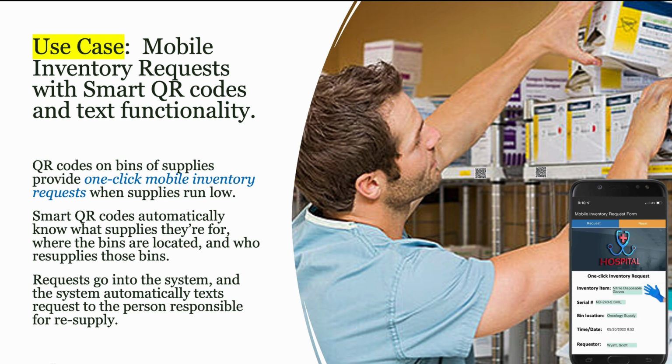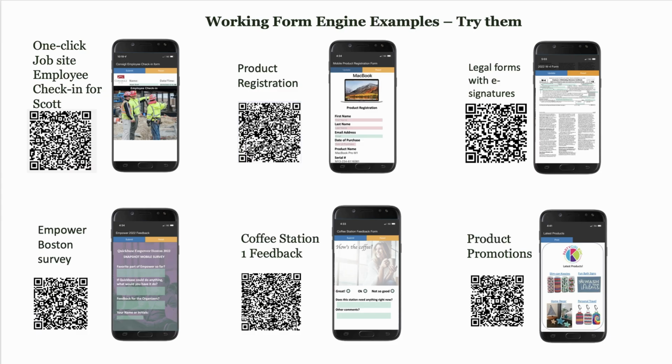It can notify the specific person responsible for inventory of each stock item by email or even by text. This functionality has been tremendously expensive and complex to get until now, and is affordable and easy to do with the Form Engine. Here are some custom mobile form examples.